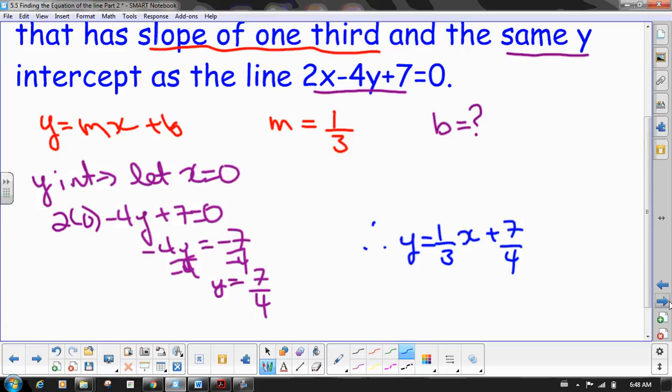So nothing new, just the information is a little tiny bit different in the delivery. So same thing, y-intercept and slope are our two requirements. So in the question, you have to be given enough information to figure that out. All right, so now let's look at another example.